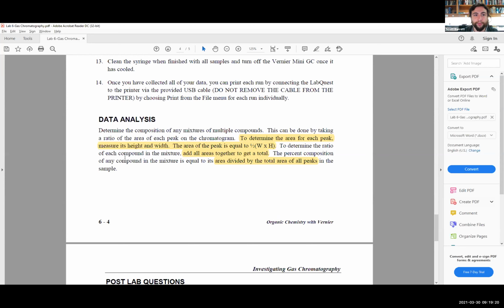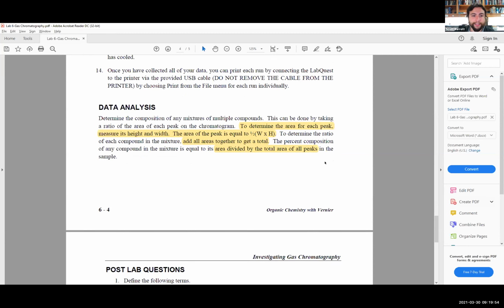Then finally, to determine the ratio of each compound in a mixture, you need to take all the areas together as a total and then divide the specific compound that you were thinking of over the total area. So let's just say you have 30% acetone in your mixture. Then you would take the area of your acetone, add it to the other two compounds. You have a total area, and then you divide the area of acetone by the area of your total compound mixture, multiply by 100, and then let's say you have 30% composition of acetone, for instance.